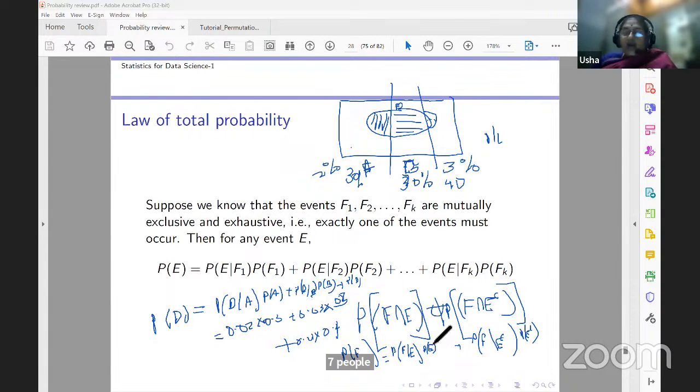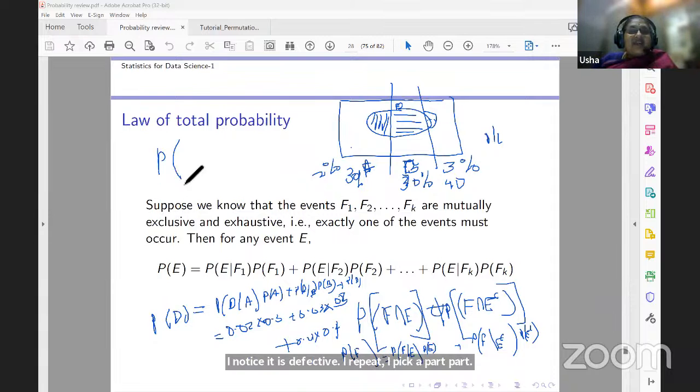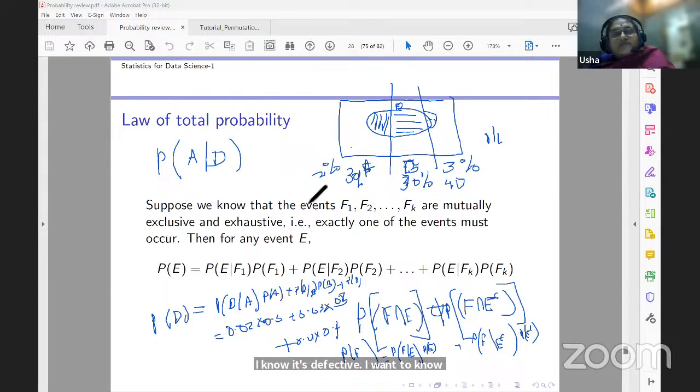Okay. Now I pick up an element. I notice it is defective. I repeat, I pick up a part. I notice it is defective. So what is the information that is given to you? You are conditioning this on what event? I know it is defective. I want to know the chance it came from A. Is this clear?